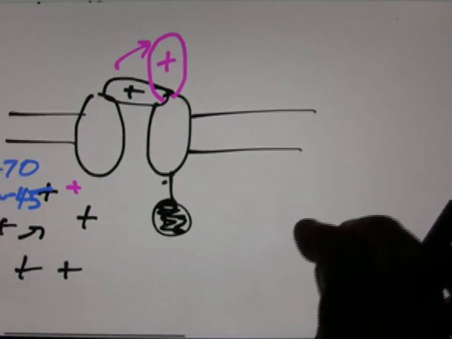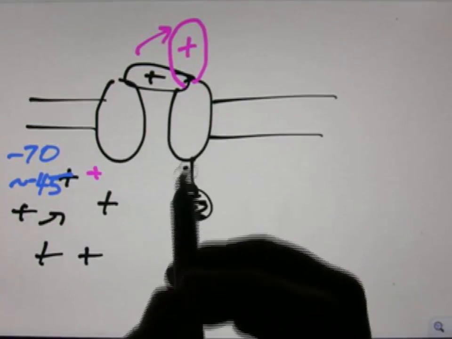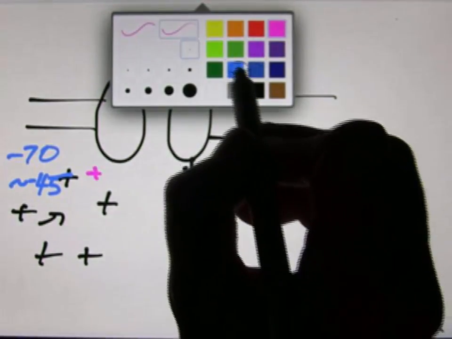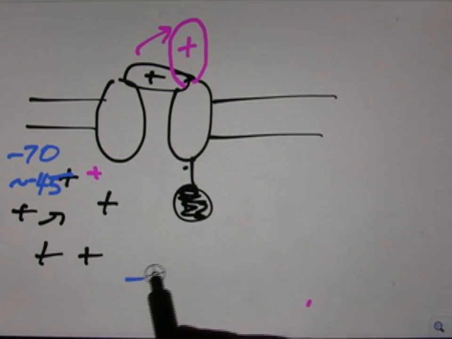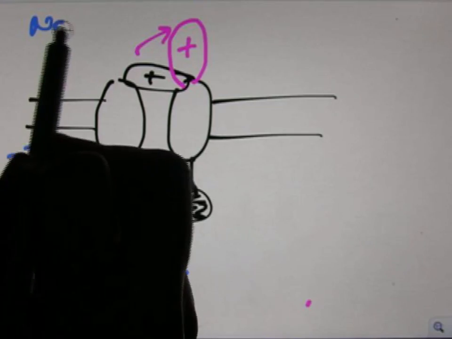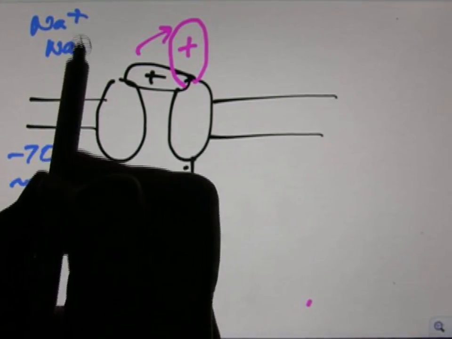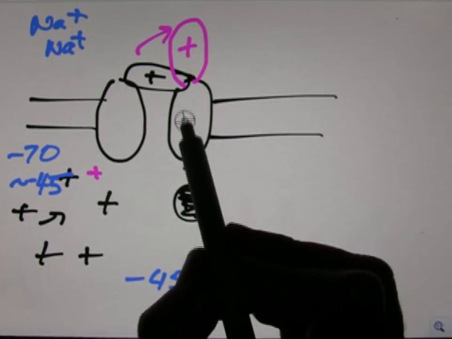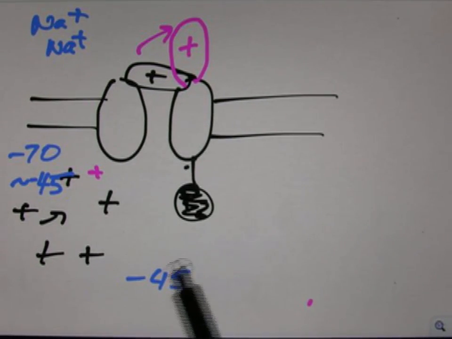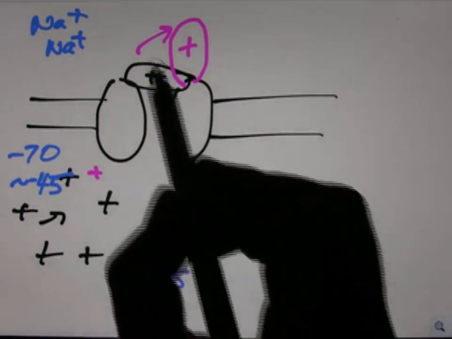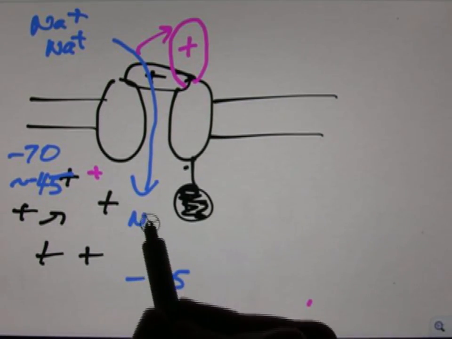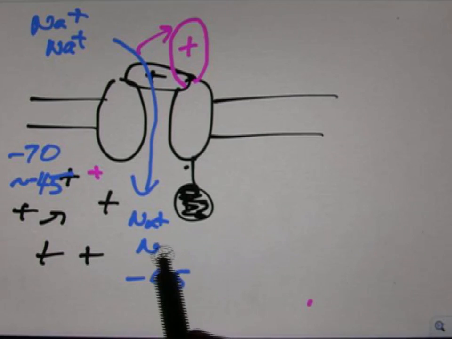Okay, so the gate pops open, and once the gate pops open, the inside of this cell is now around minus 45. We have a high concentration of sodium on the outside, and remember the equilibrium for sodium is plus 50. In other words, sodium would enter the cell until the inside gets to plus 50 instead of minus 45. So the effect of that is to bring sodium into a cell.